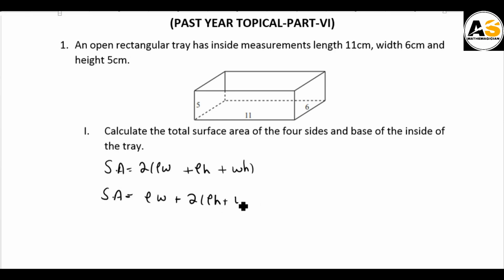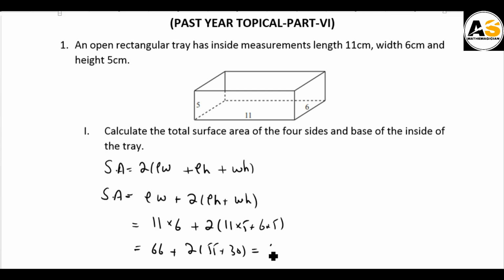So what will be the surface area of this tray? Length into width, length is 11, width is 6, 11 into 6. This will be 1 time plus 2 times 11 into 5 plus 6 into 5. So this will be 66 plus 2 times 55 plus 30, and this will be 66 plus 170, which will be 236 centimeter square. This was the answer to part 1.